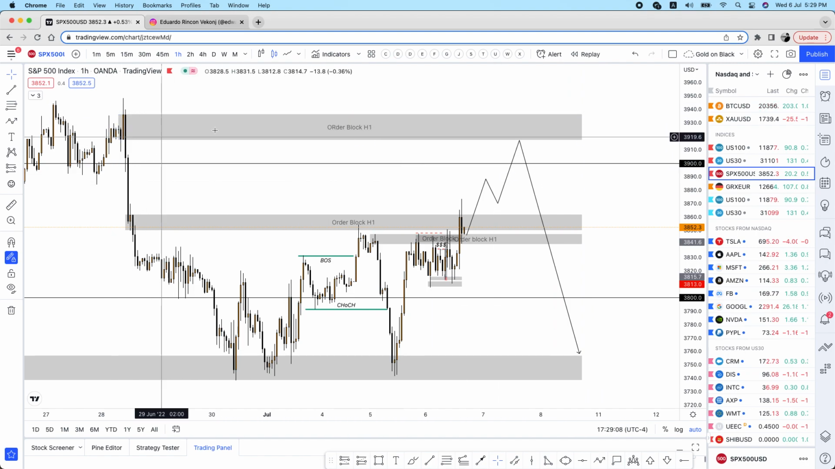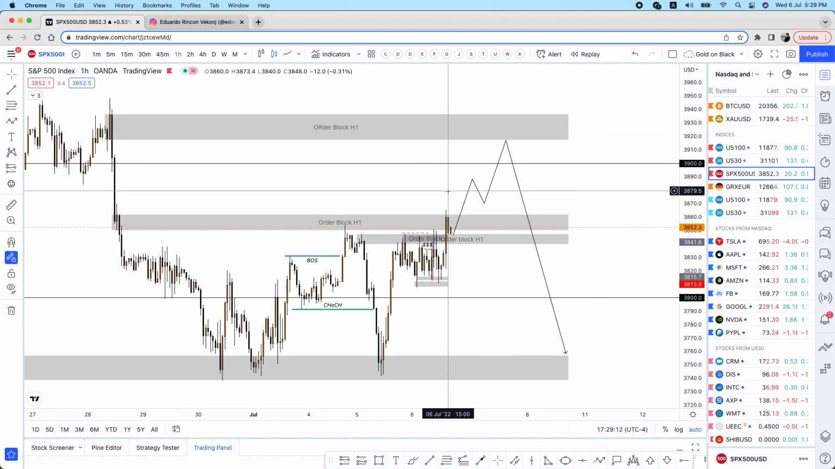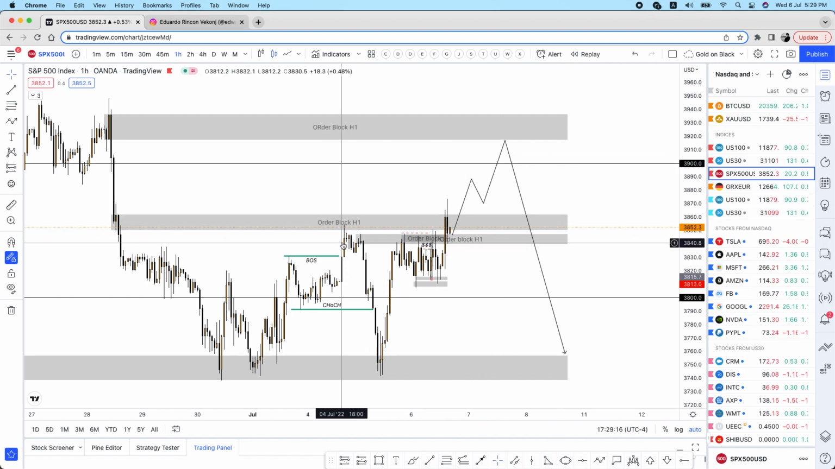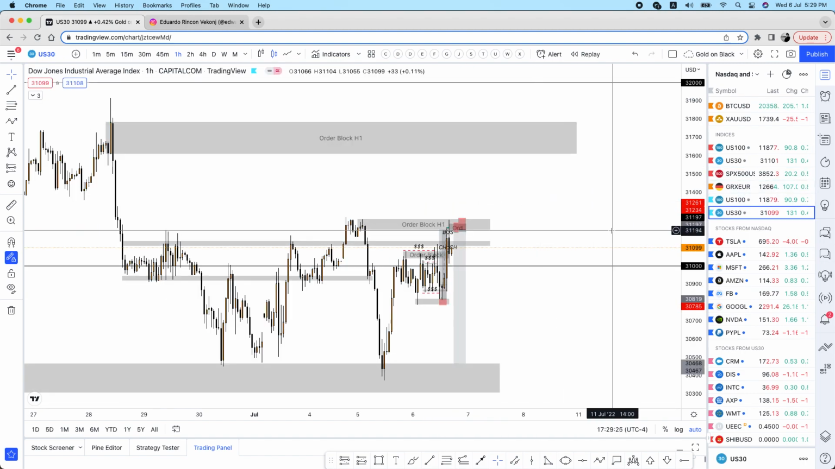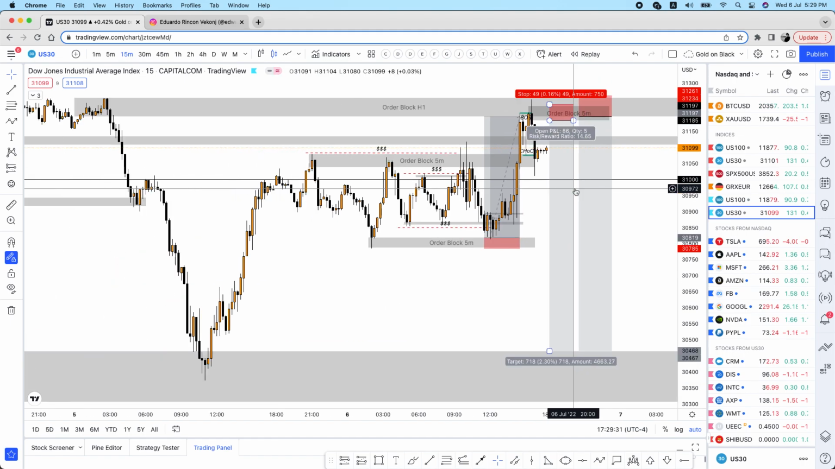Since we have that beautiful 1 hour order block in there, if it's going to happen. Right now I'm seeing that the price also broke that resistance right there, and it's showing signs that it wants to go up. But if you look at US 30, US 30 is actually below the zone, and if anything, the scenario for this is to go selling.